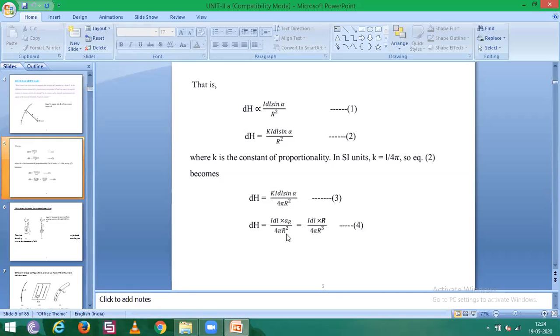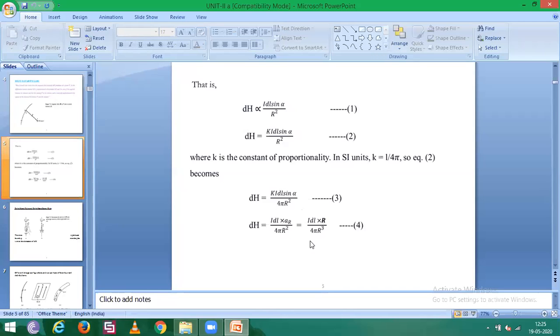Divided by 4 pi r square. You can write the unit vector aR as r bar by r. Therefore we have IDL cross r divided by 4 pi r cube. So this is the expression for the infinitesimal magnetic field due to a current element IDL.